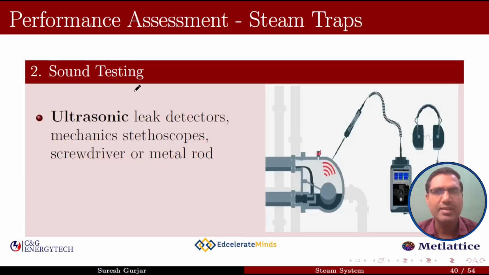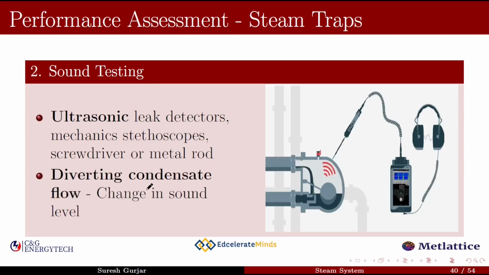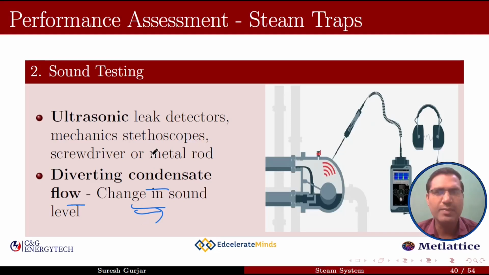The next method is sound testing. Sound testing includes ultrasonic leak detectors, mechanical stethoscope, screwdriver, or a metal rod with a human ear against it. All these use the sound created by the flow to determine the trap function like the visual method. Diverting the condensate flow ahead of the trap or shutting off the secondary flow, as mentioned under the visual testing, the noise level will drop to zero or a very low level if the trap is operating correctly. If the steam trap continues to flow heavily after the diversion, it would be leaking or blowing through.